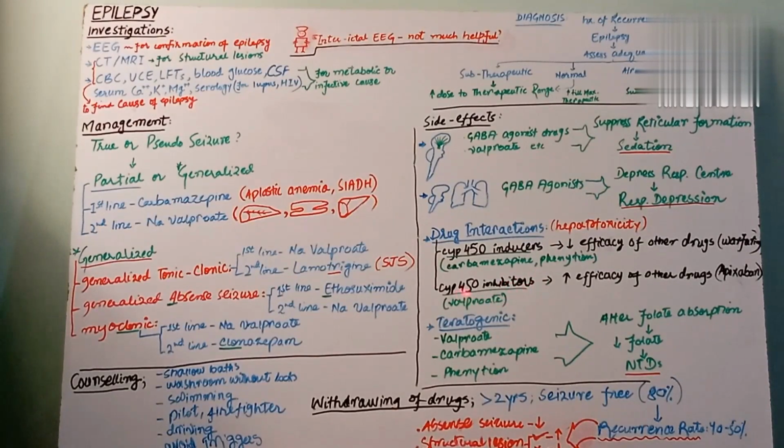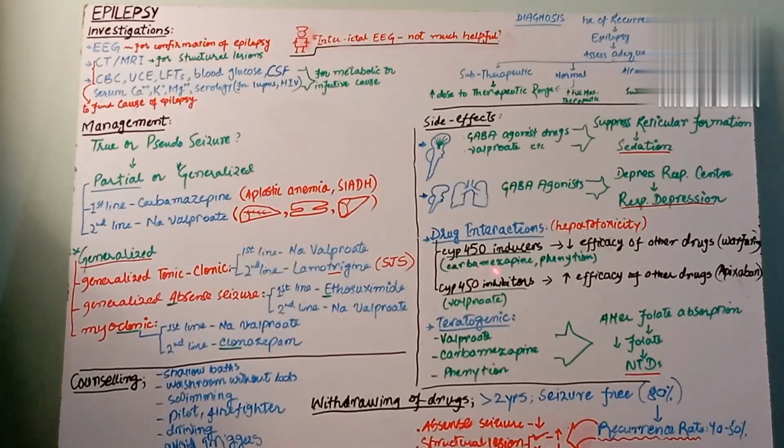When it is inhibited, it means the cytochrome P450 system will decrease its work. So the efficacy of other drugs would get increased, such as apixaban. It is one of the anticoagulant drugs given in AFib. So increased risk of bleeding would happen in this condition. Okay. Next is teratogenic.